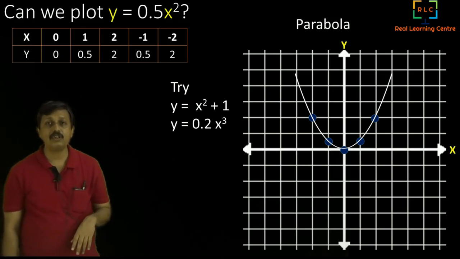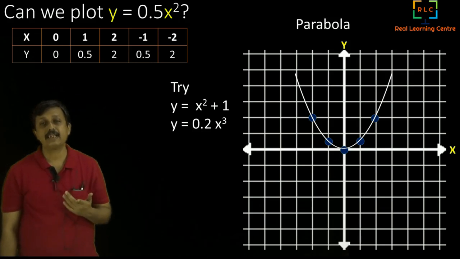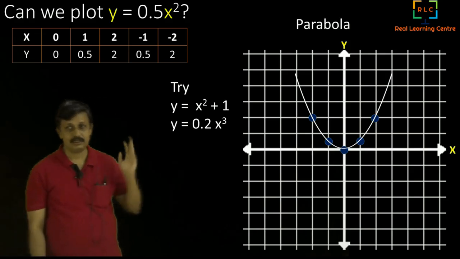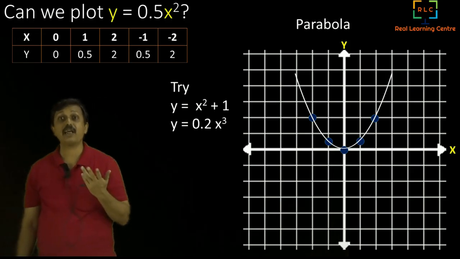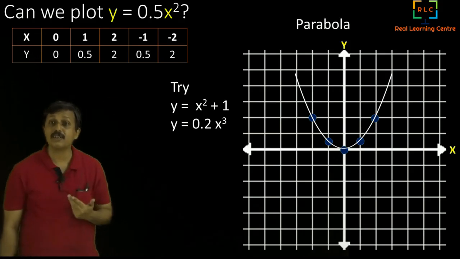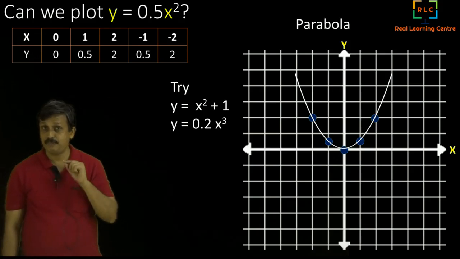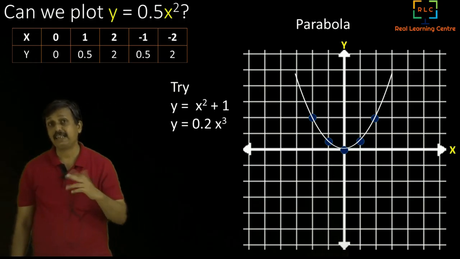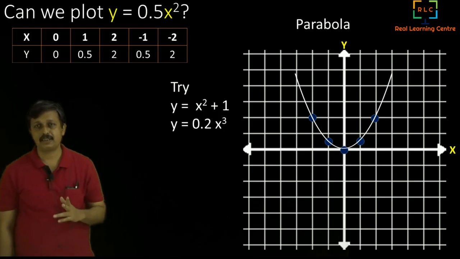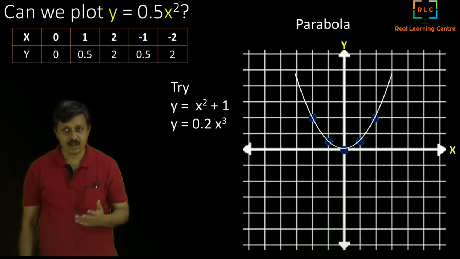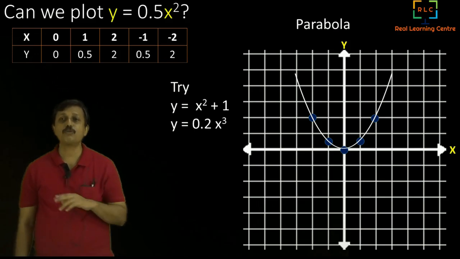And then you can have y = 0.2x³. It's an x cube kind of equation. Okay, and see how it looks. An x square kind of equation is like a parabola. X cube, how does it look? Remember that -1 cubed is -1, and -2 cubed is -8. So remember that and try it out. So these are a few things that you can try out and get an idea of how to plot graphs of equations.